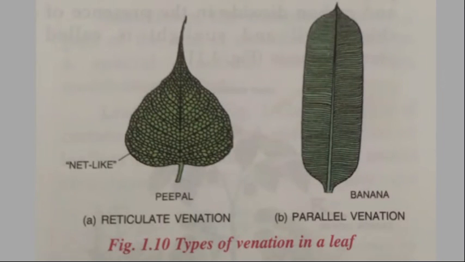The first type of venation is reticulate venation. In this type of venation, veins and veinlets are irregularly distributed in the lamina, which forms a network. The examples for reticulate venation are peepal leaf and mango leaf. The second type of venation is parallel venation. In this type of venation, veins run parallel to each other. For example, banana, grass, maize, etc.